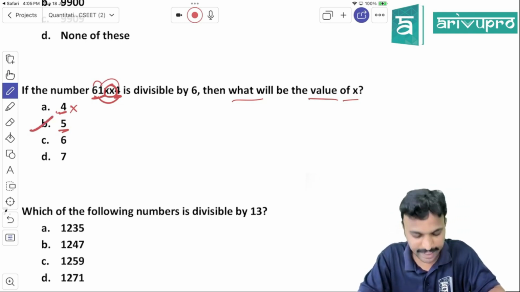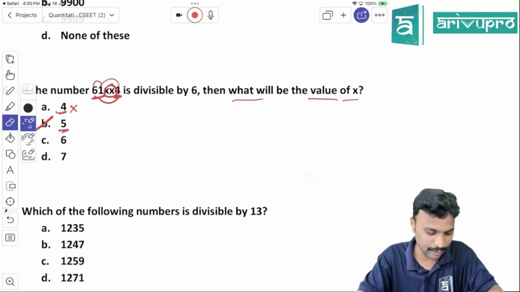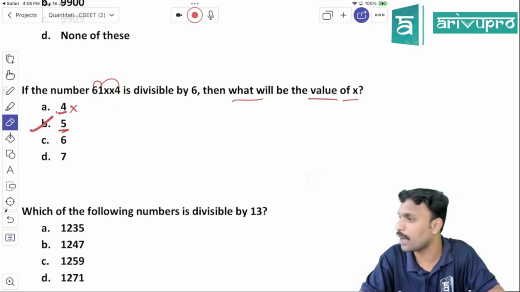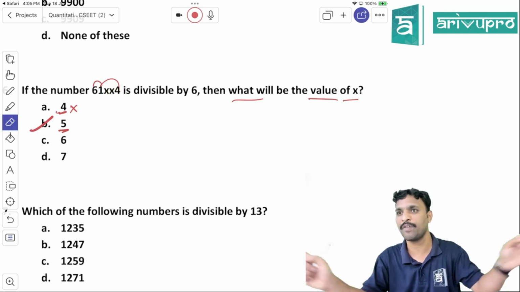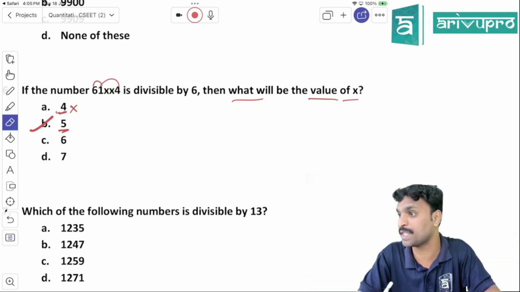Purida? You know already it is divisible by 2, just that we have to check whether it is divisible by 3 or not. For it to be divisible by 3, the sum of all the digits must be divisible by 3.